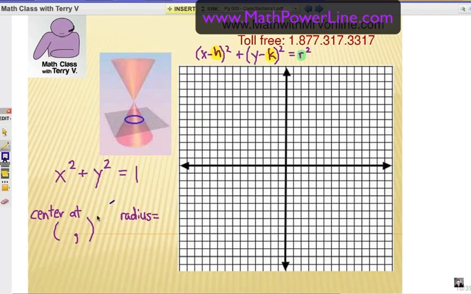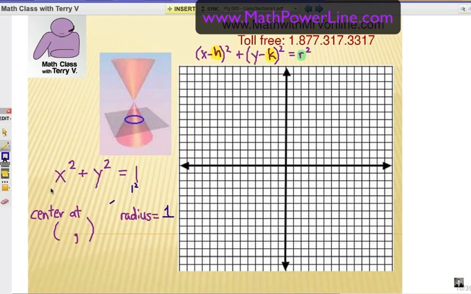All right, let's start with a real basic example here, and something that's pretty common: x squared plus y squared equals 1. First of all, notice that the 1 could be written as 1 squared, and so when you take the square root of that, the radius would have to be 1 unit. So wherever the center is, the circle is going to go out 1 unit in all directions.